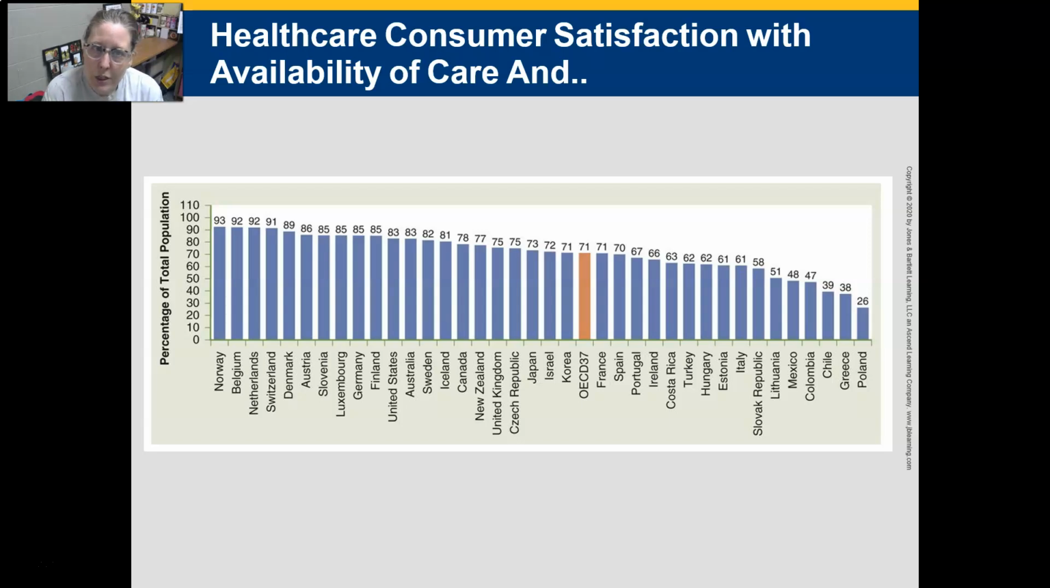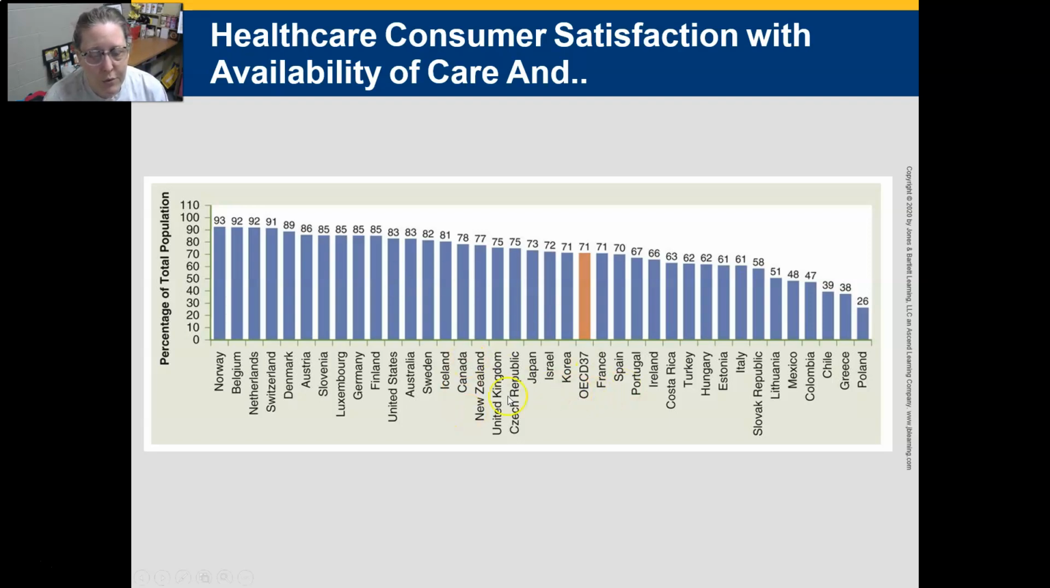Next, satisfaction with the availability of care. The populations most satisfied with their systems are people who live in Norway, Belgium, the Netherlands, and Switzerland. These are all above 90%, which is really high. And then we have the United States. For not having universal healthcare coverage, we still have an impressive 83%, so we are higher than the OECD average on satisfaction with the care that is received.